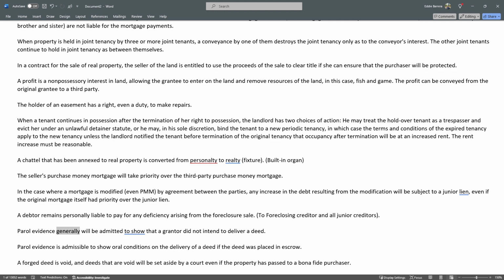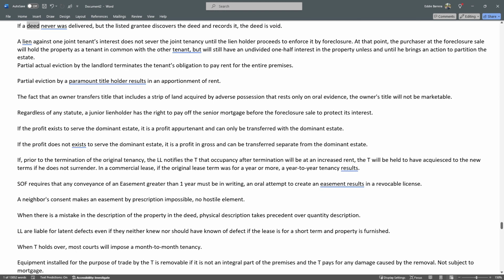Parol evidence generally will be admitted to show that a grantor did not intend to deliver a deed. Parol evidence is admissible to show oral conditions on the delivery of a deed if the deed was placed in escrow. A forged deed is void, and deeds that are void will be set aside by a court even if the property has passed to a bona fide purchaser. If a deed never was delivered, but the listed grantee discovers the deed and records it, the deed is void.